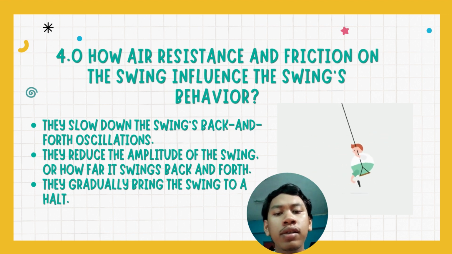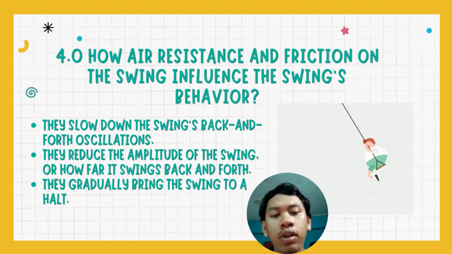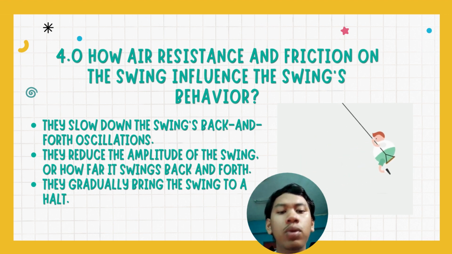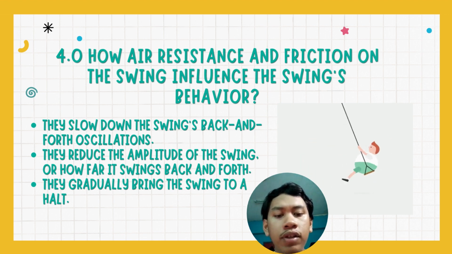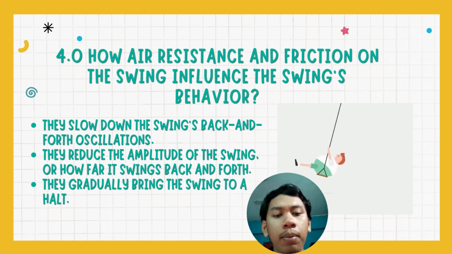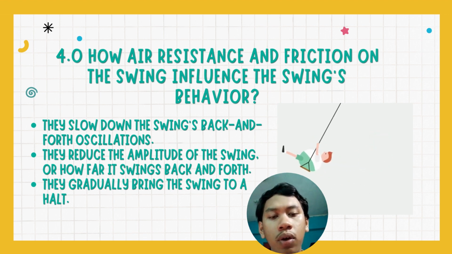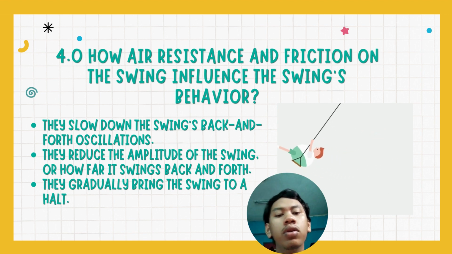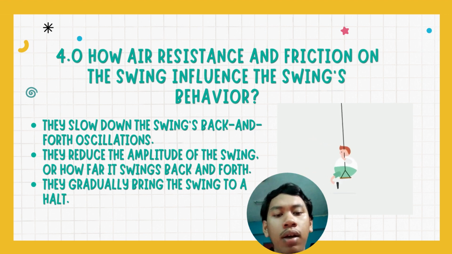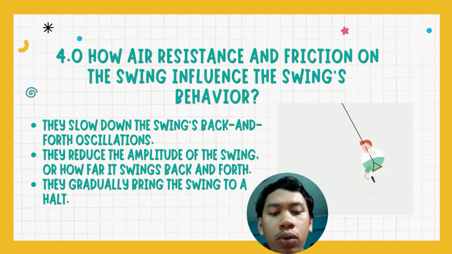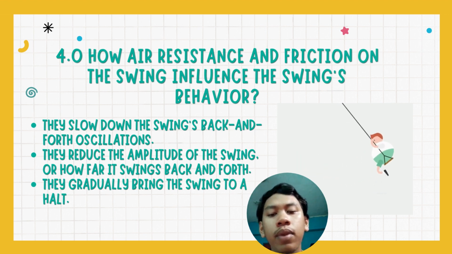So the resistance is the frictional force that will make the swing become slower, and the friction is actually the friction on the bearing or the bar on top of the swing, on the top of the chain. This can be reduced by putting some lubricant or something to smooth the motion.